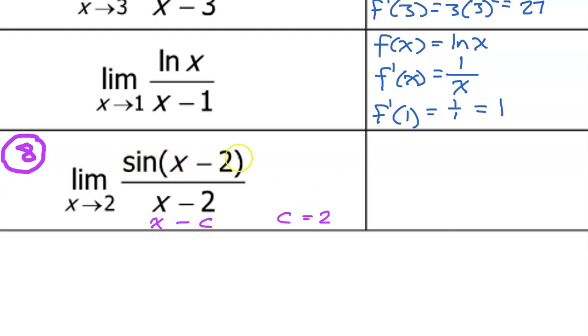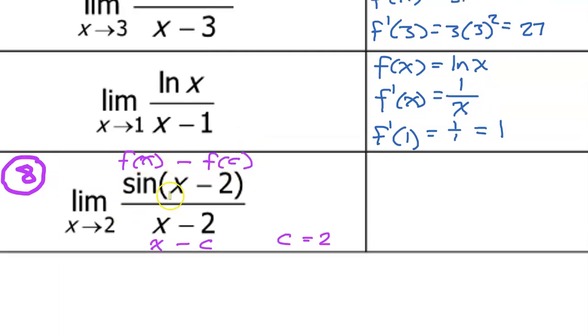For the alternate definition of a limit, we have f of x minus f at c. But I only see one term here. So I'm kind of betting that this term is f of x. Let's play around with that for a minute. Let's assume for the sake of argument that f of x is the sine of x minus 2. If that's the case, then what would f at c be?